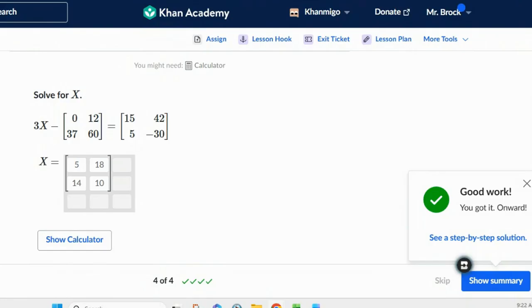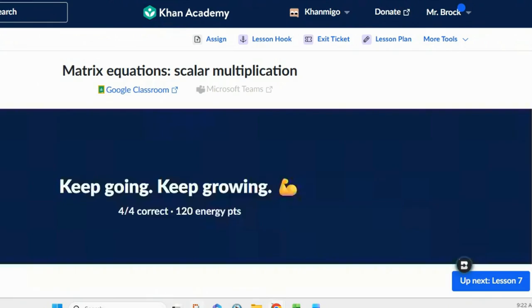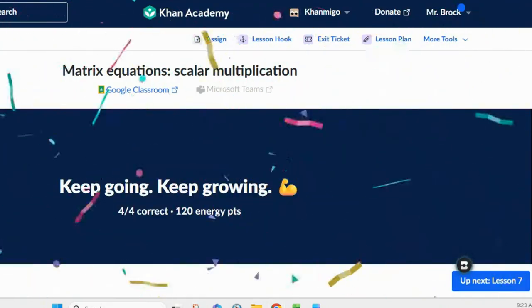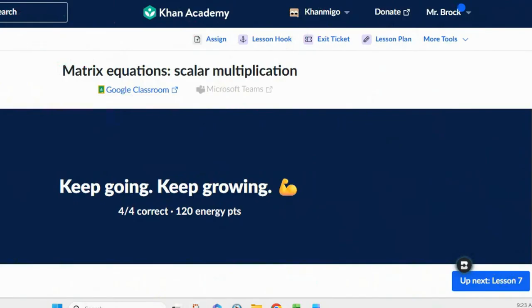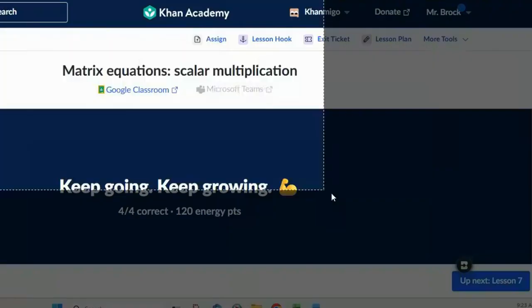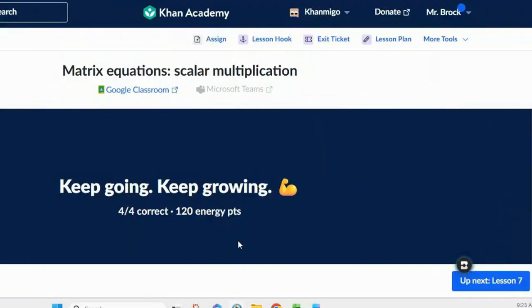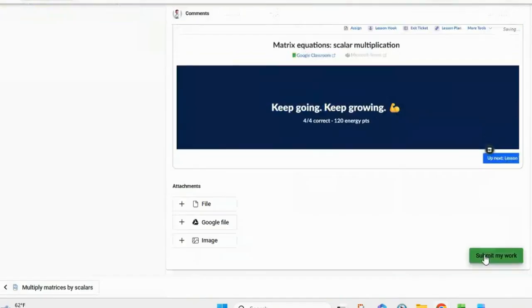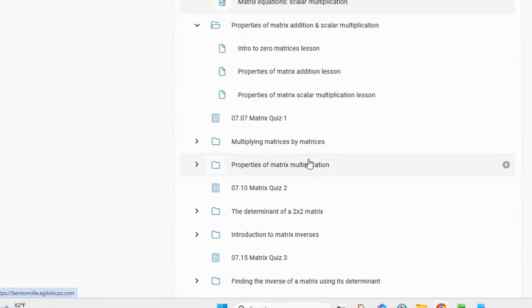Oh, I don't know why my mouse is being funny on me. Okay, there we go. All right, I'm going to go ahead and screenshot that. But that's how that one works, is you have that whole matrix, it's being multiplied by something. Okay, let's close that. Scroll down. So that's how the scalar multiplication assignment looks.